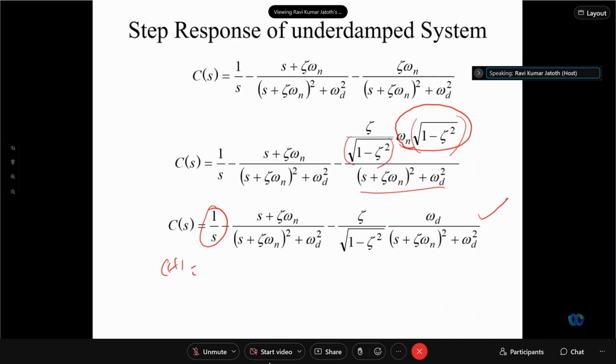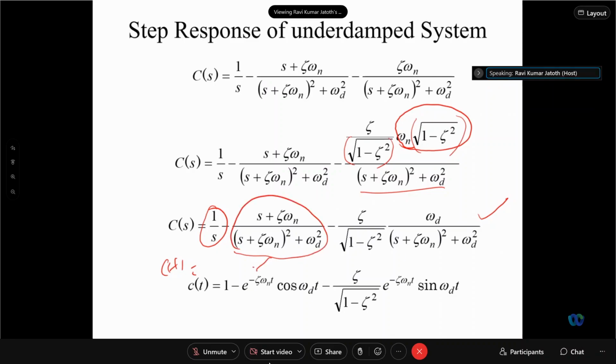1 minus e power minus zeta omega n t into cos omega d t. So this is cos omega d t, e power minus zeta omega n t cos omega d t. Okay. And e power minus zeta omega n t sin omega d t. Okay. Understood?